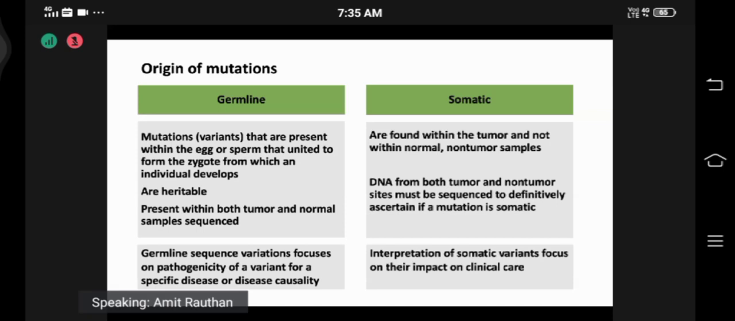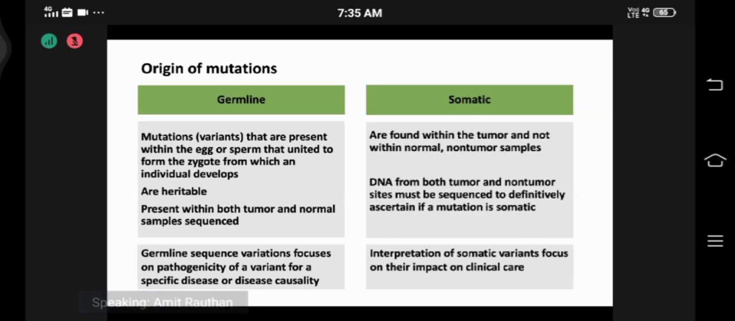Now, when we do germline sequencing, what is our emphasis? Our emphasis is on the pathogenicity of a variant, for understanding disease causality. So if I'm doing germline BRCA testing, I'm looking for a BRCA mutation and what cancers it will cause, breast, ovary, or whatever we are looking for. So the reason for doing germline testing is different. You're looking for the mutation which is heritable and what diseases it can cause.